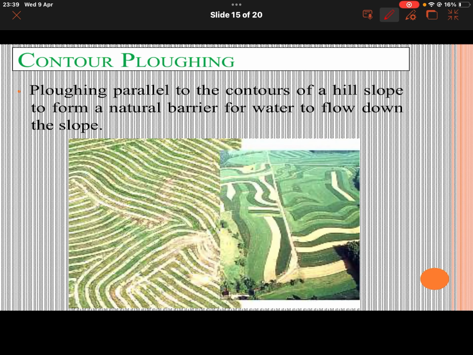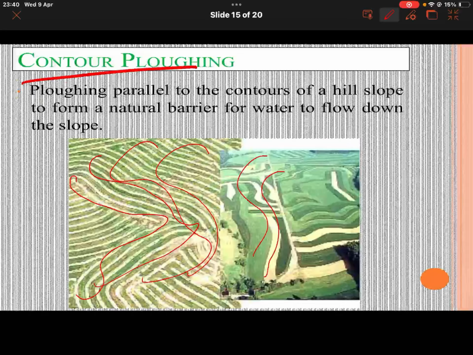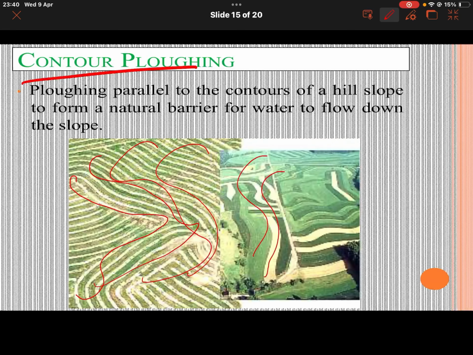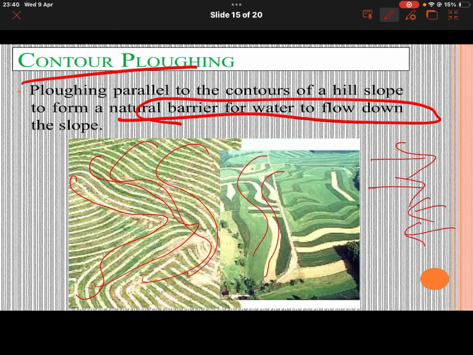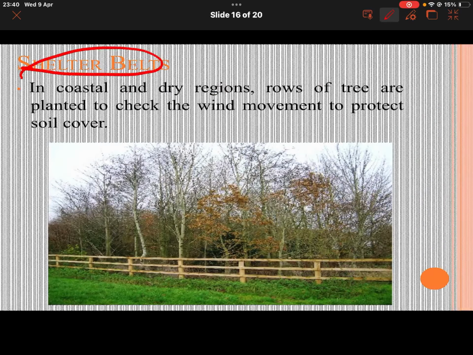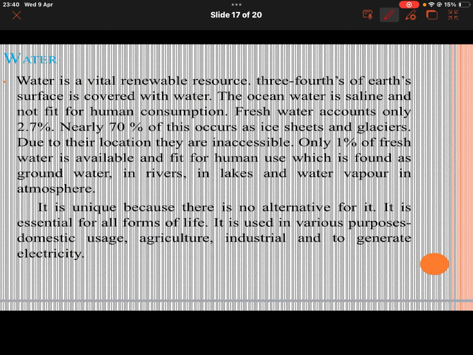Now, as I said about contour barriers, we have contour plowing. The contours are basically the curvy or wavy lines present in the farmlands or the grassy lands. We plow in the parallel direction. Suppose the contours are going like this, we plow in this direction, so that it acts as a natural barrier to slow the flow of water. We have shelter belts. In coastal or dry regions, rows of trees are planted so that they can check the wind movement and protect the soil.